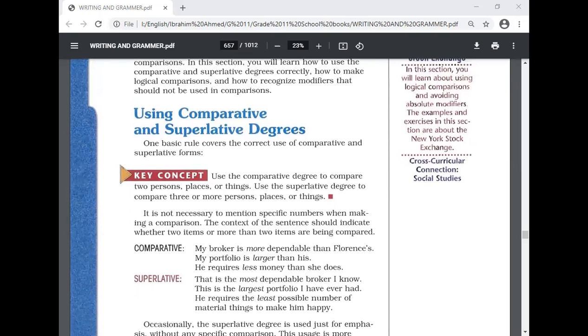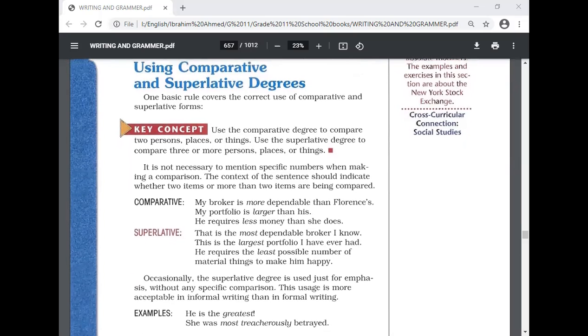One basic rule covers the correct use of comparative and superlative forms, which is: use the comparative degree to compare two persons, two places, or two things. Use the superlative degree to compare 3 or more persons, places, or things. It's not necessary to mention specific numbers when making a comparison. The context of the sentence should indicate whether 2 items or more than 2 items are being compared.